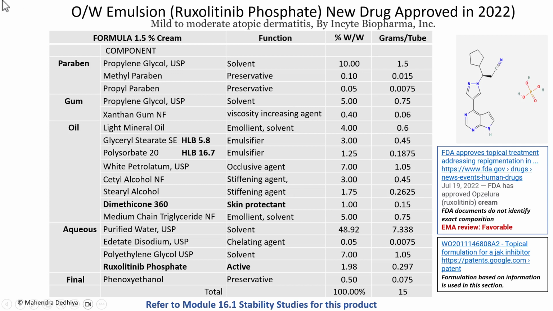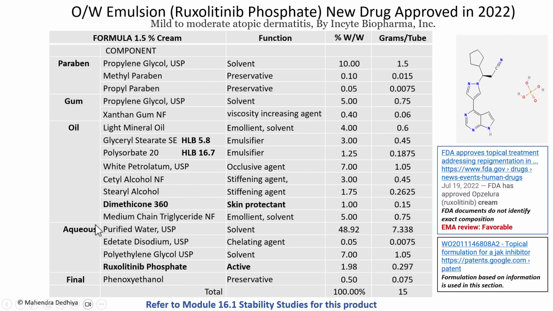Let's go to the phases as described. Paraben phase: parabens are dissolved in propylene glycol. Gum phase: xanthan gum increases viscosity. That's mixed with propylene glycol. Oil phase consists of light mineral oil, emulsifiers, white petrolatum, cetyl alcohol, stearyl alcohol, dimethicone, and medium chain triglycerides. Dimethicone here is used as a skin protectant.